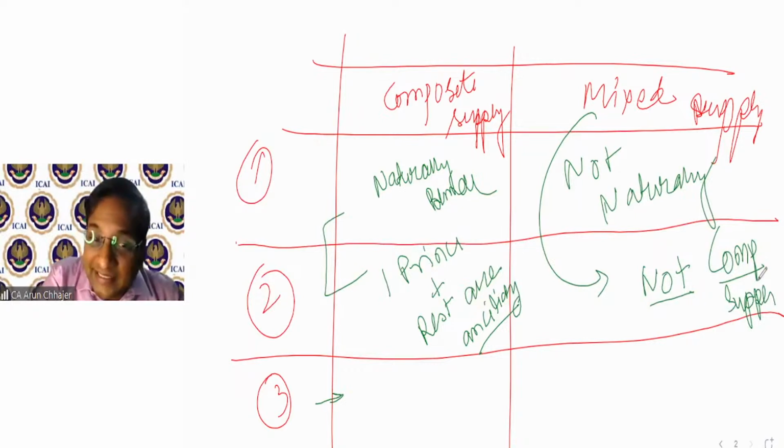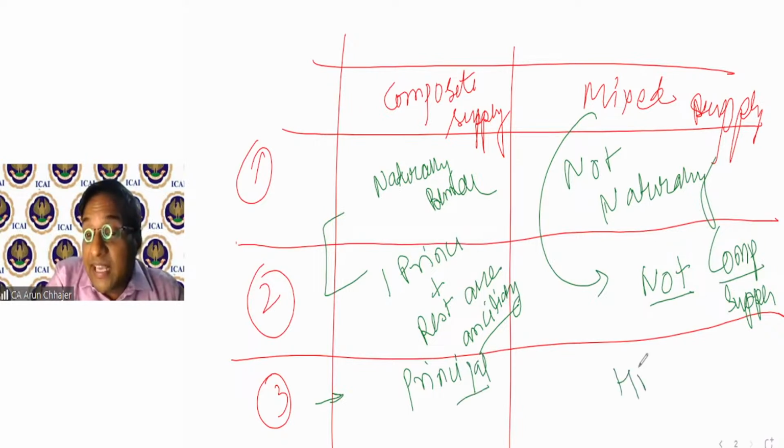What is the rate of the taxes? The taxes would be applicable which is applicable on the principal item. And here, the highest tax rate would apply on the entire combo.